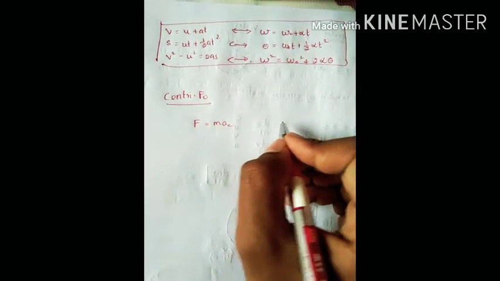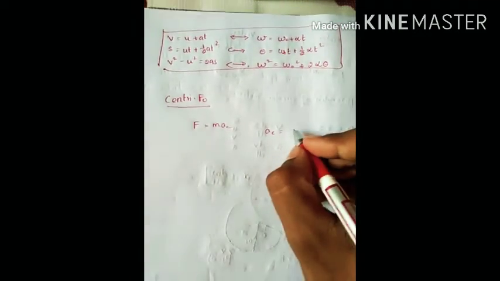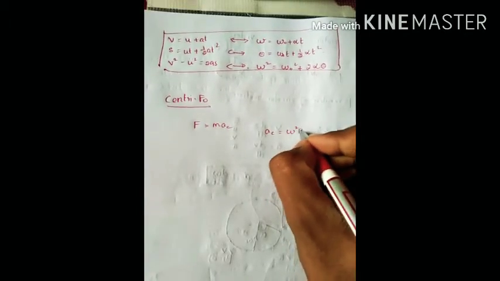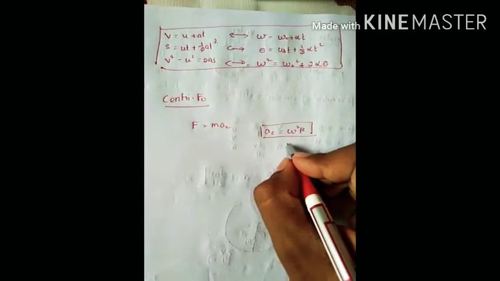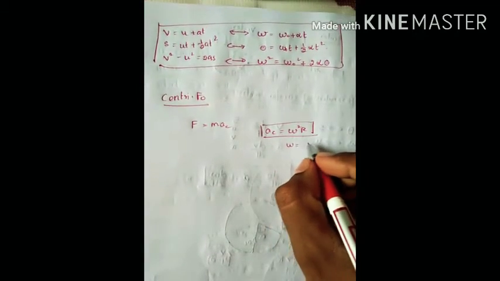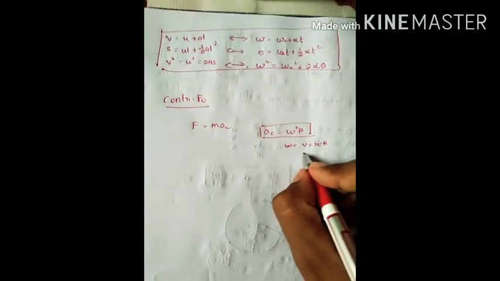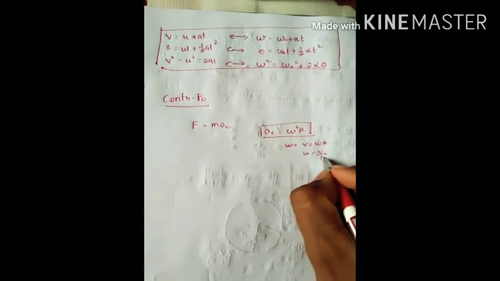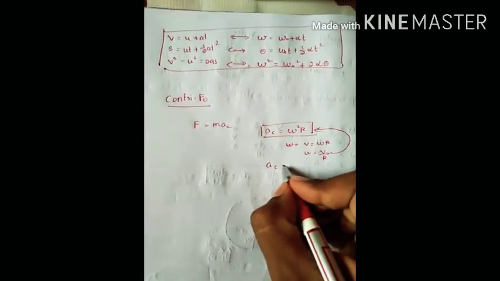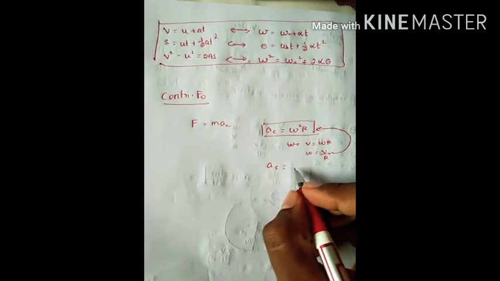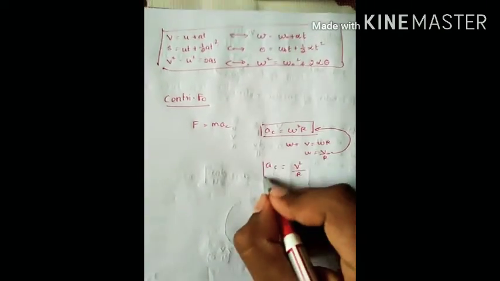What is the centripetal acceleration? That is omega squared into r. It's an important formula. We already know that v equals omega into r, so omega equals v by r. Apply this into this equation. What do we finally get? v squared by r. This is the final thing that we get.